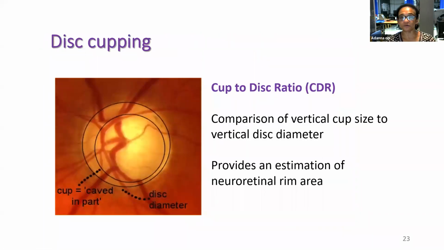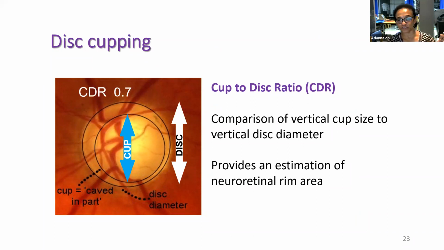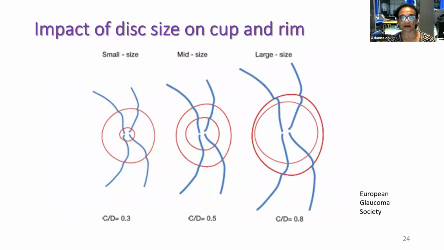So we've talked already about why you assess the cup disc ratio, because you're trying to estimate the neuroretinal rim area. You're going to measure the cup vertically, and you're going to measure the whole disc size vertically, and then compare. But actually, cup disc ratio without disc size is not terribly helpful unless you can show that there's been progression. If it's gone from 0.3 to 0.7 in the same eye, then that would be useful information.